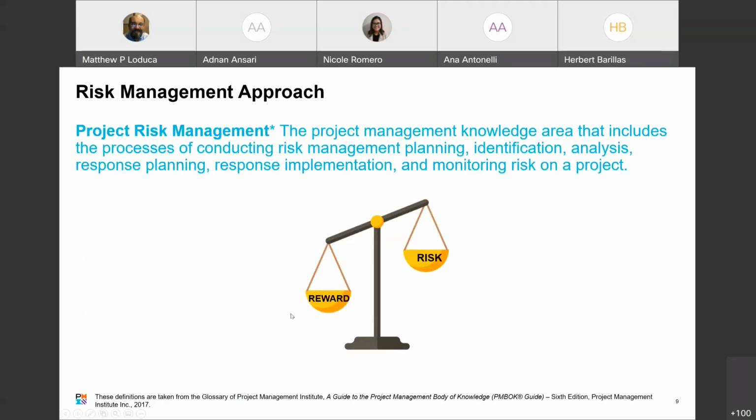So the risk management approach. Project management knowledge area that includes the process of conducting risk management planning, identification, analysis, response planning, response implementation, monitoring risk on a project. This is kind of a weird slide for me. This really comes out of box 6, which they don't really have the knowledge areas like this in 7. So just understand that it's the project risk management. It covers a lot of ground.